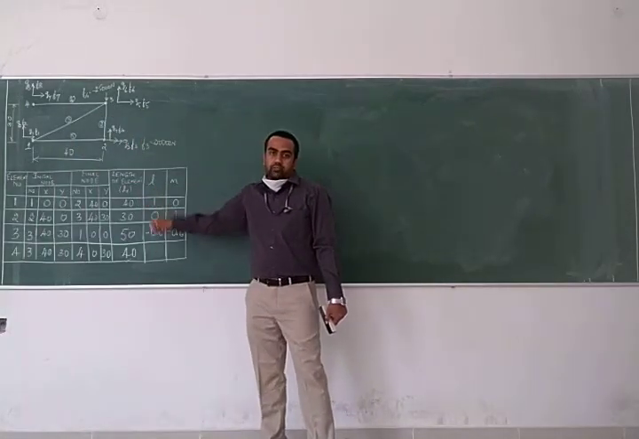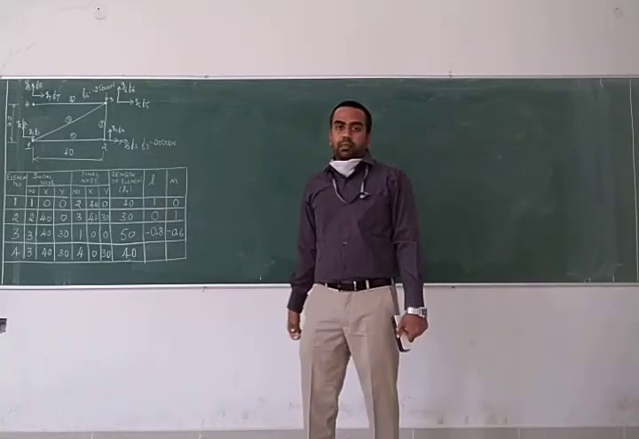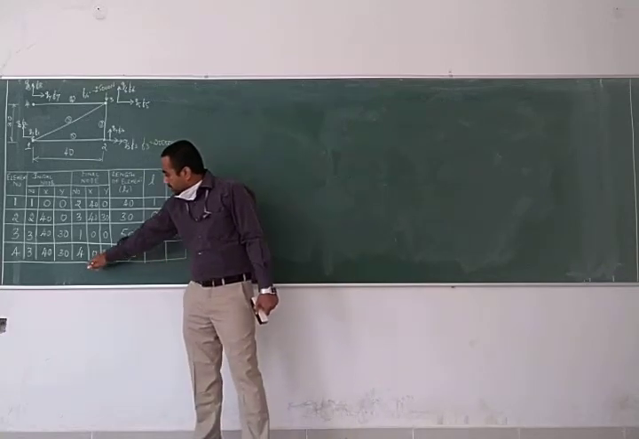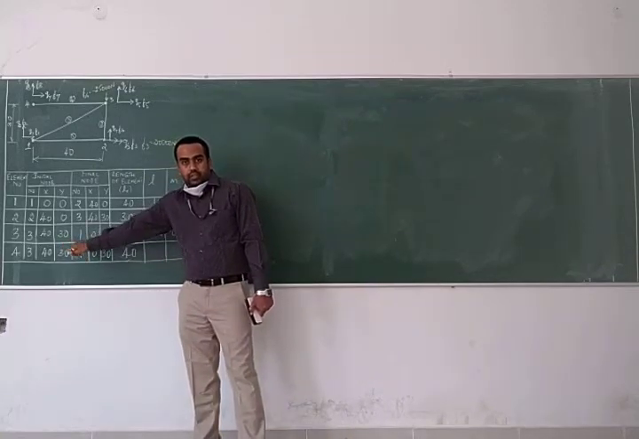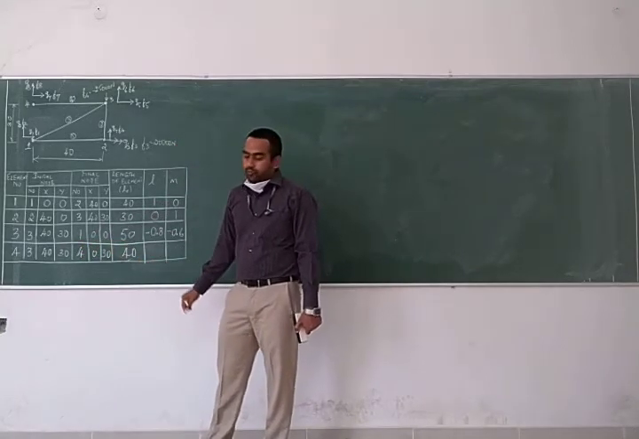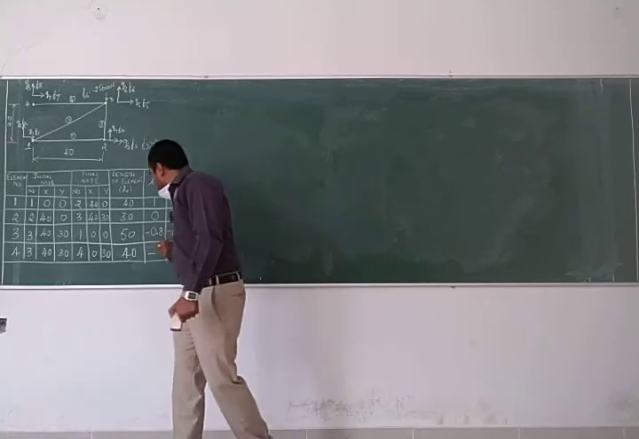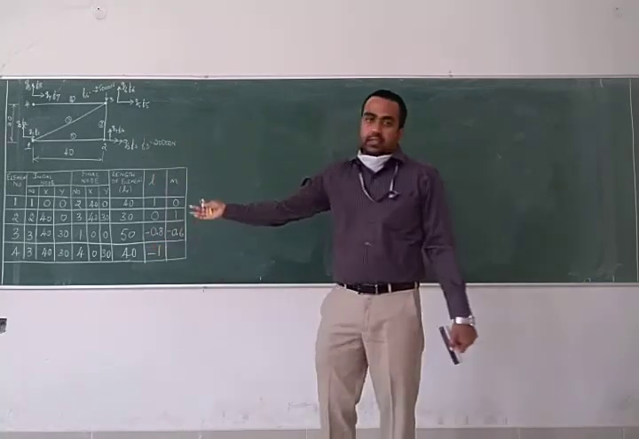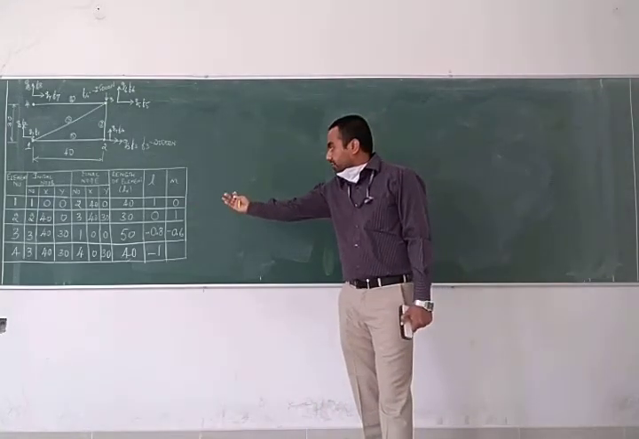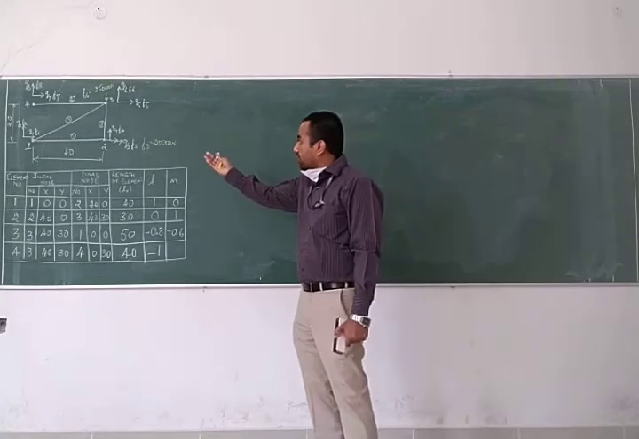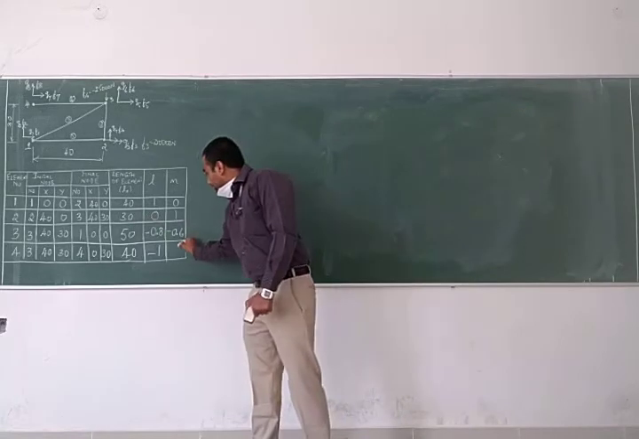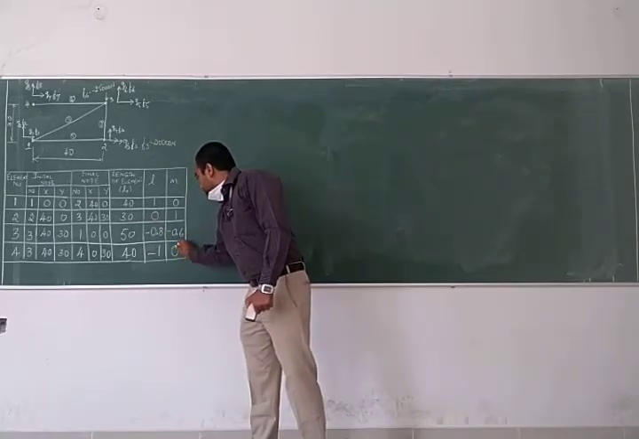L value is obtained by x final minus x initial divided by length of the element. X final is 0, x initial is 40. So 0 minus 40 divided by 40 will give the value of L as minus 1. For M, y final minus y initial is 30 minus 30, which is 0, divided by length of the element, which is equal to 40. So 30 minus 30 is 0, hence M value will be 0.